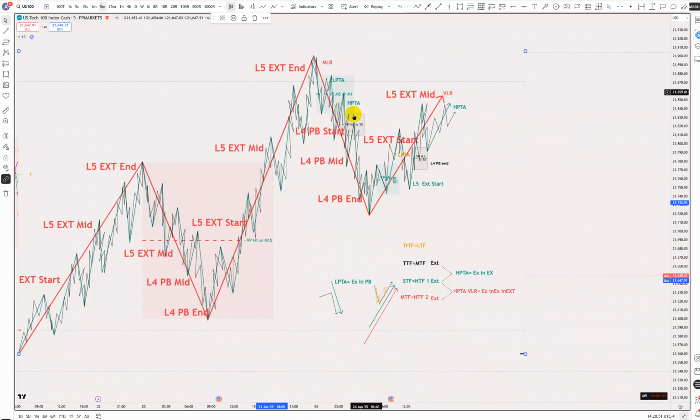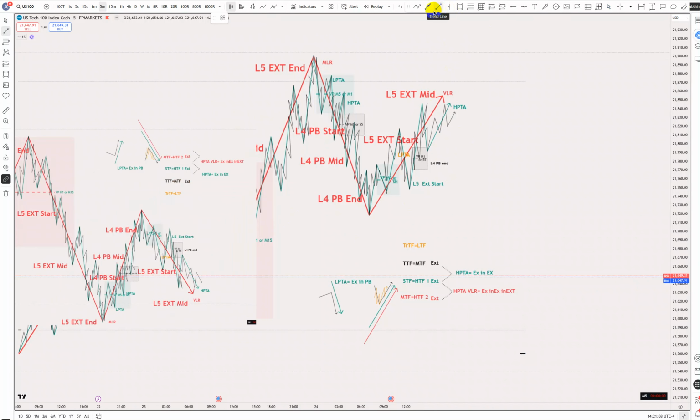Now focus on this last leg. Let's count them: 1, 2, 3, 4, 5. Can you take trades in number 3? Yes, you can. But is it as high probability as leg 5? No, because if you want to have a trend, at least you need to have these ones.